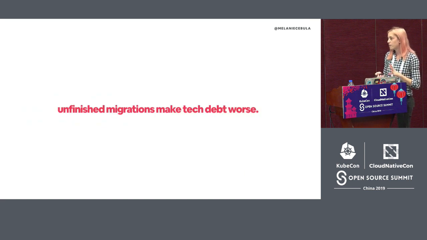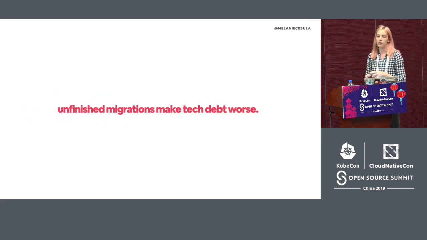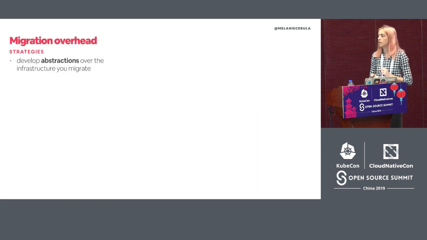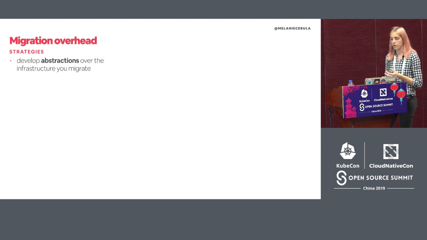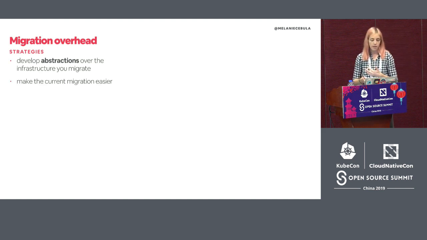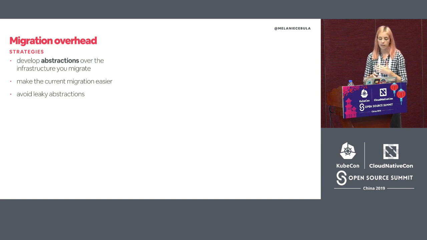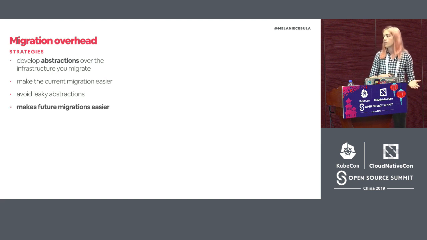So basically for me the biggest thing here is unfinished migrations actually make tech debt worse. So you really need to finish each migration. And I have a few strategies to end on with that, which is basically how can we make it so migrations are finished? So developing abstractions over the infrastructure is very important. So you want to make the current migration easier, but you also want to avoid leaky abstractions so that the future migrations are also easier.